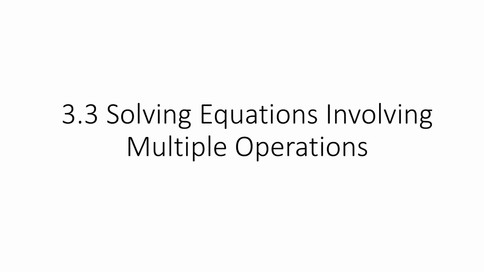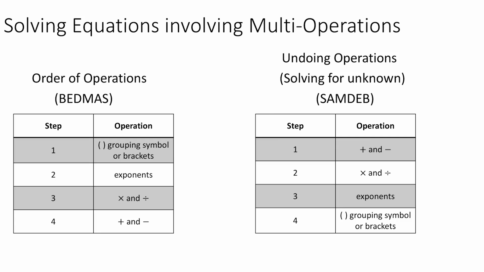In this video, we'll take things a more realistic step forward and we'll solve equations involving multiple operations. When this is the case, you have to remember when you're evaluating, you use the order of operations, BEDMAS. So B for brackets, E for exponents, D and M for division and multiplication, left to right as they occur, and A and S addition and subtraction left to right as they occur.